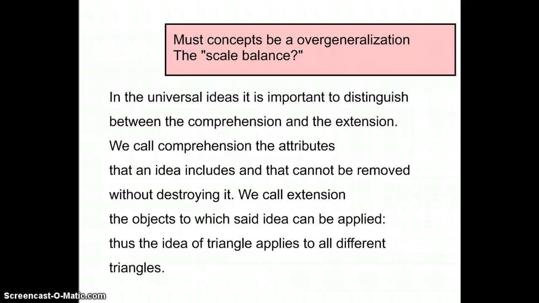Okay, so must concepts be an over-generation, such as the scale balance? With universal ideas, it is so important to distinguish between the comprehension and extension. We call comprehension the attributes that an idea includes and that cannot be removed without destroying it. So I can say the problem with the scale is that we can destroy the idea with the scale. I can say, well, I'll just add a star to both sides. That's maintaining balance, but that's already destroyed the idea. With the idea I present, if you take out any one of those elements, it would not work anymore.